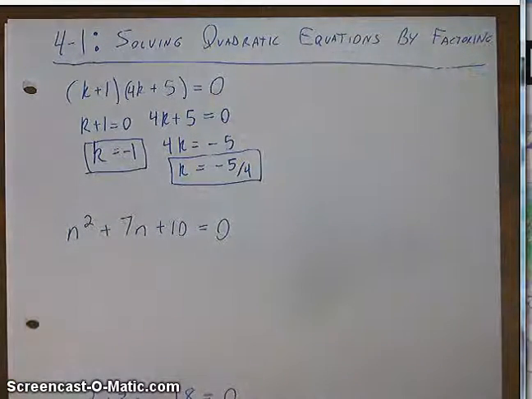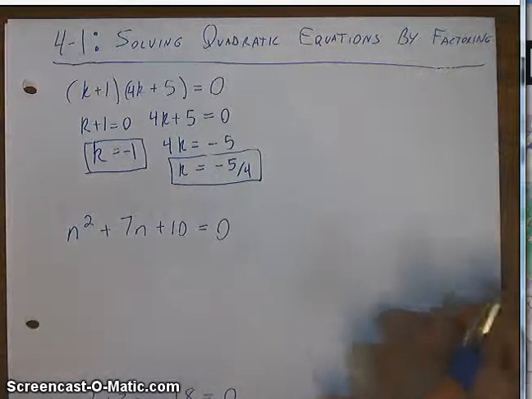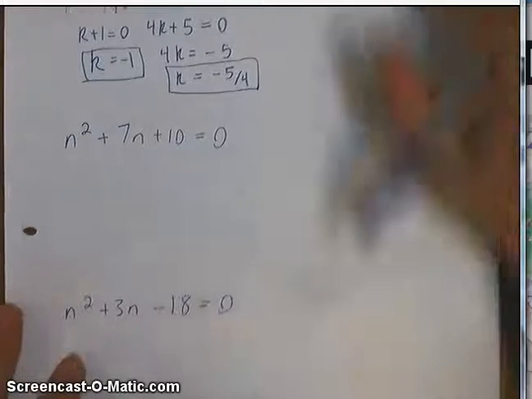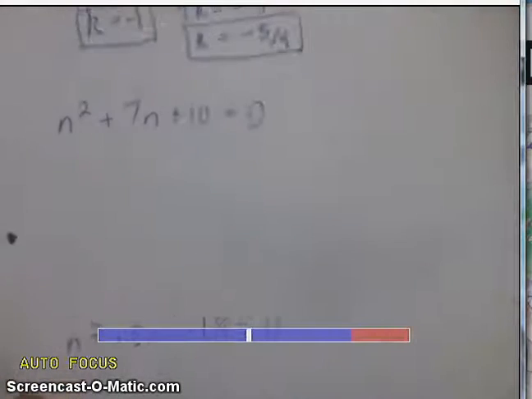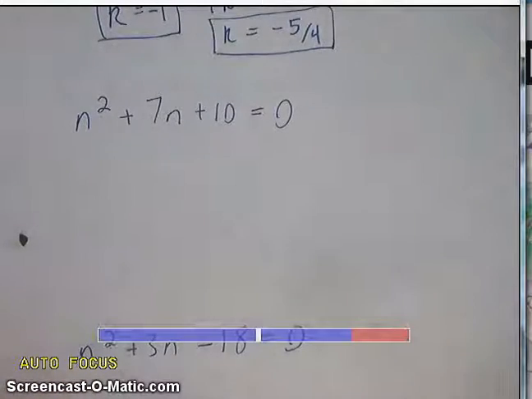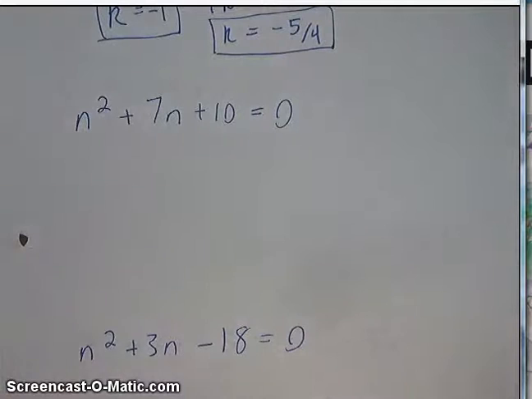Every quadratic has the potential to have two solutions. Not always exactly two solutions. Sometimes it'll have 0 solutions, sometimes it'll have 1 solution, but most of the time we're talking about 2 solutions. So it can become a little bit more complicated when you've got an equation like this: n squared plus 7n plus 10.